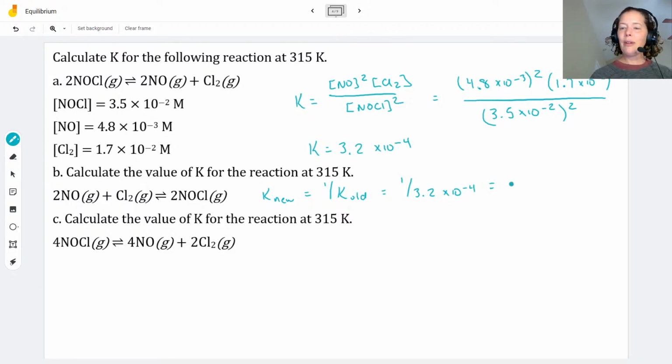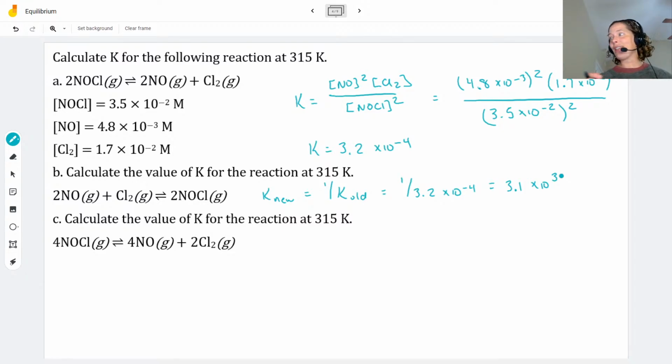And that gives me 3.1 times 10 to the third. So this is handy if you're looking up K's and you can find the K for the reverse reaction that you want, just take the inverse and that'll give you the K of the reaction that you want. So this is a really handy trick if you need to calculate a K and you don't have the exact reaction, but as long as you have the reverse reaction, you're totally good.